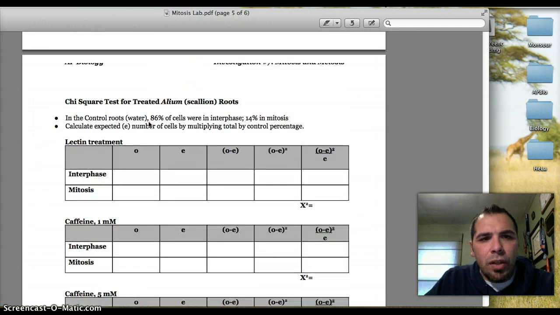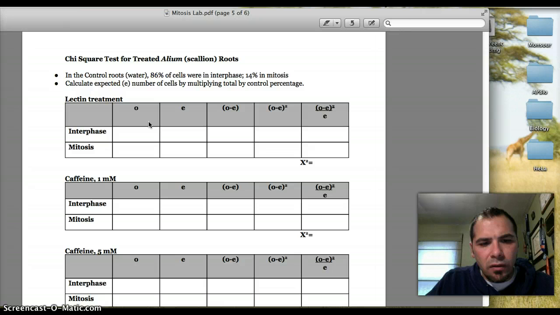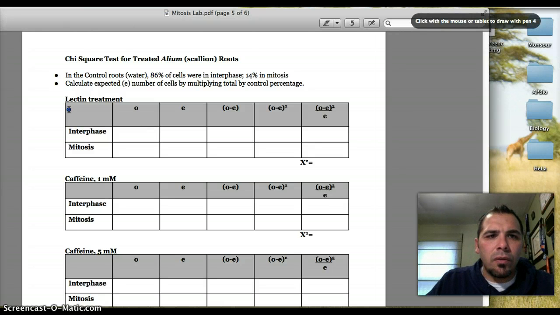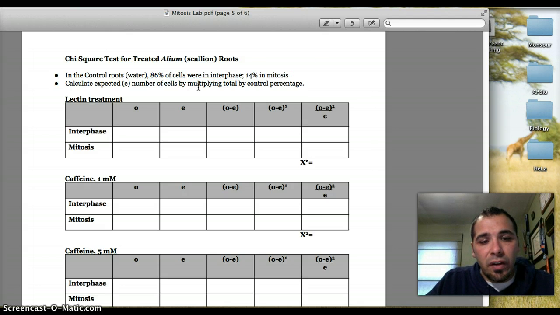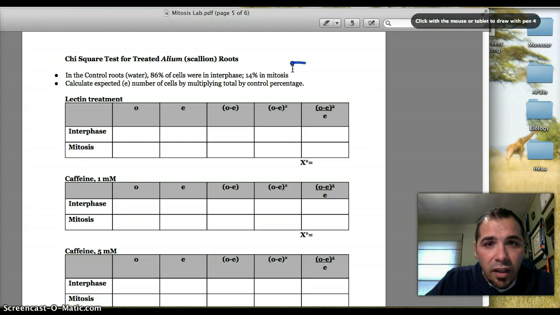This is what I want you to do, though. This is where you need to figure out your data. I want you to do the chi-square test for treated roots. Now, in the control, 86% of cells were in interphase, 14% were in mitosis. If you haven't figured it out yet, this data here you're going to collect, that'll be your expected.